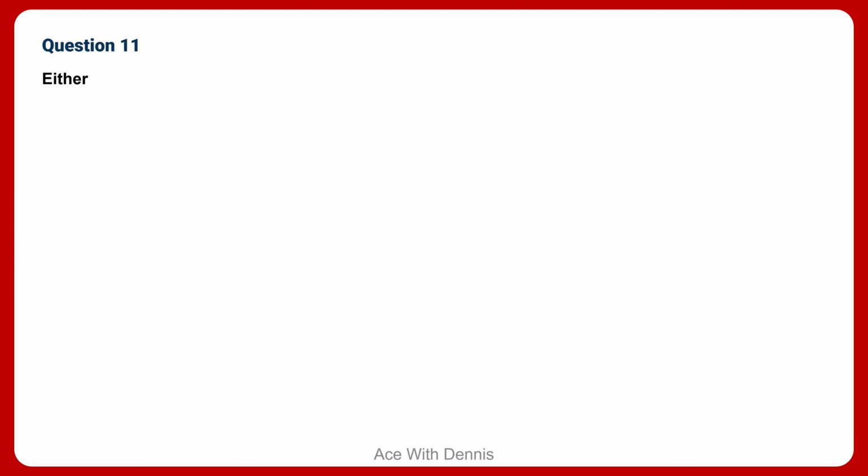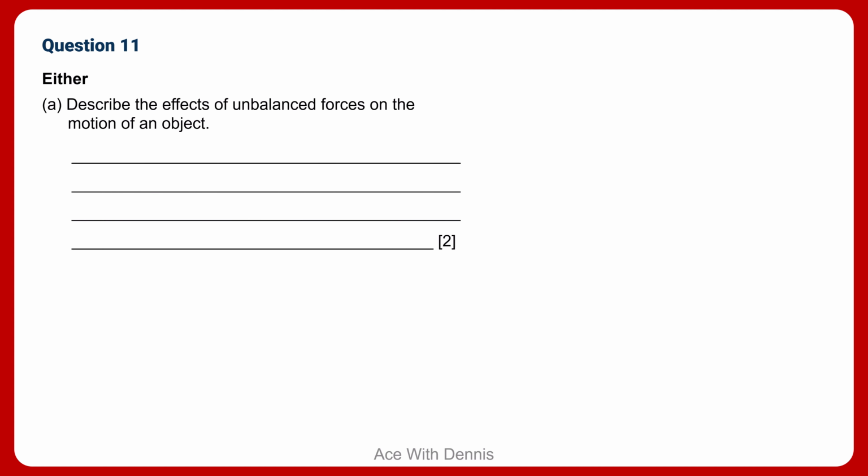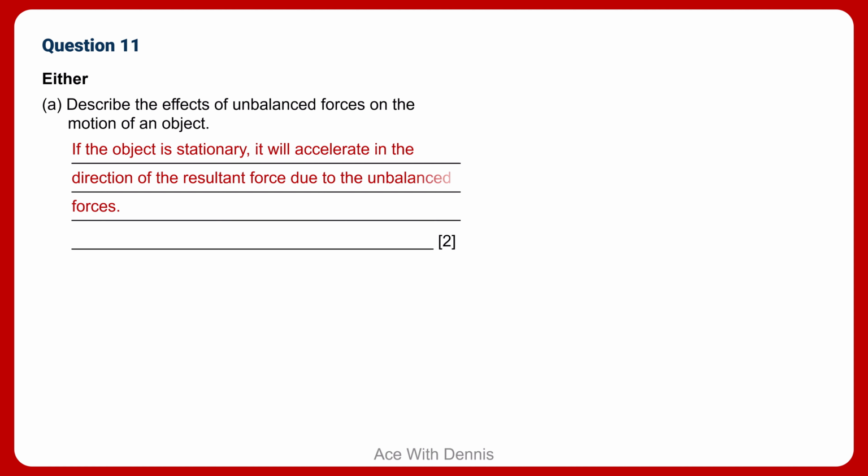Question 11. Either A. Describe the effects of unbalanced forces on the motion of an object. 2 marks. Okay, so to answer this question, there are 4 considerations that you need to think about. The first thing is, if the object is stationary, it will accelerate in the direction of the resultant force due to the unbalanced forces. Okay, so this is what it means.